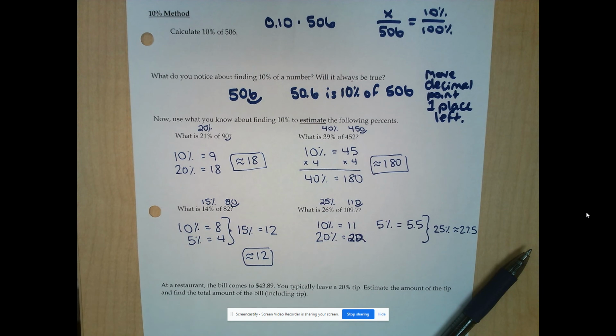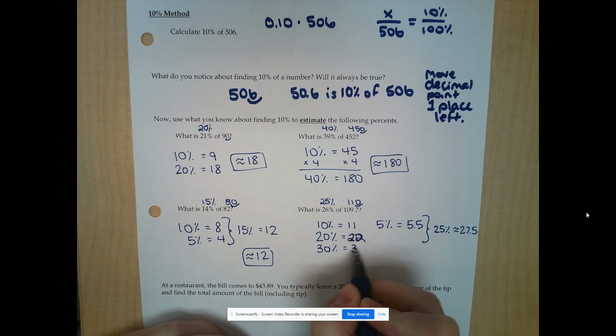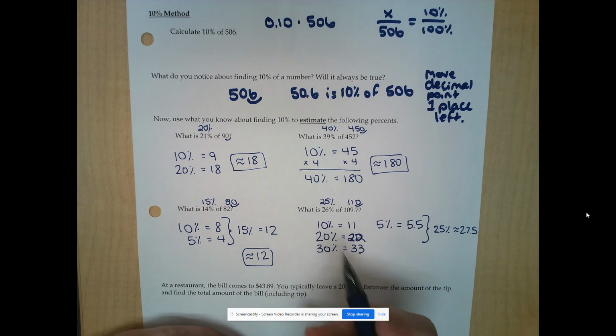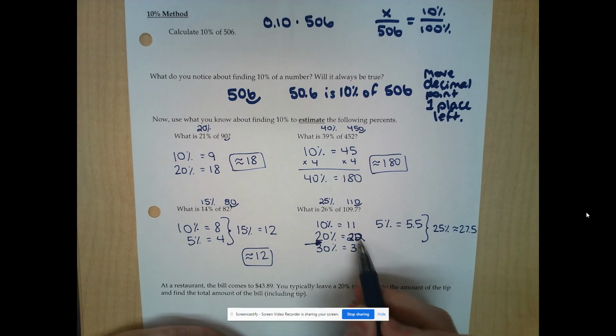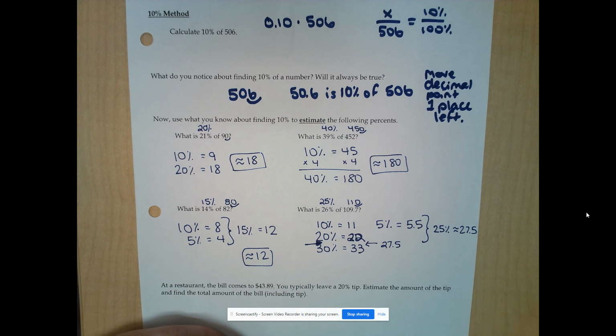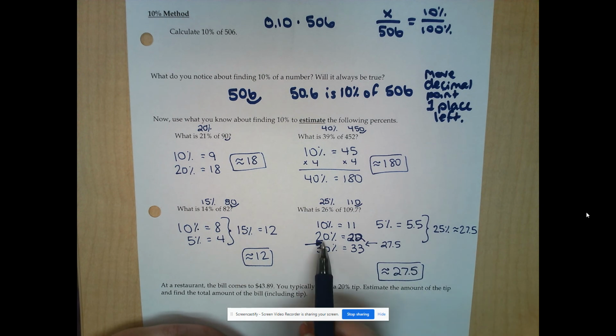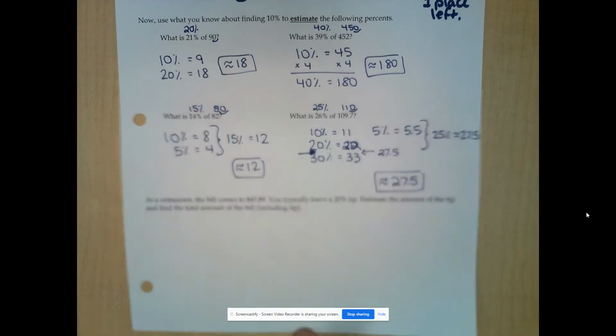There is another option, maybe a little less efficient, but I could go up to 30%, which is 33, and then say, well, if I want 25%, what's halfway? What's right here in the middle between 20 and 30? What's right here in the middle between 22 and 33? Halfway, or if I add 22 and 33, I get 55. Divide by 2, also 27.5. So two different ways that you can find things that end in 5%, and they do yield the same answer. I can find 20% and 5% and add them together, or I can find 20% and 30% and find their average.